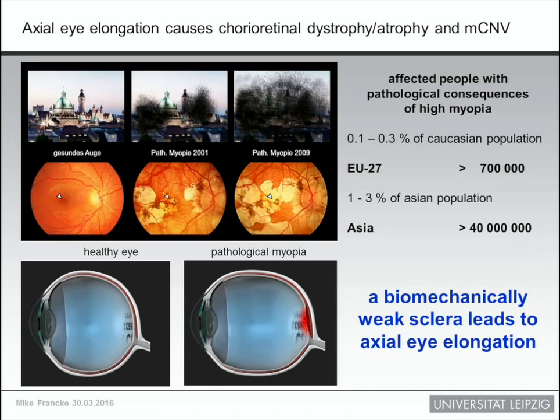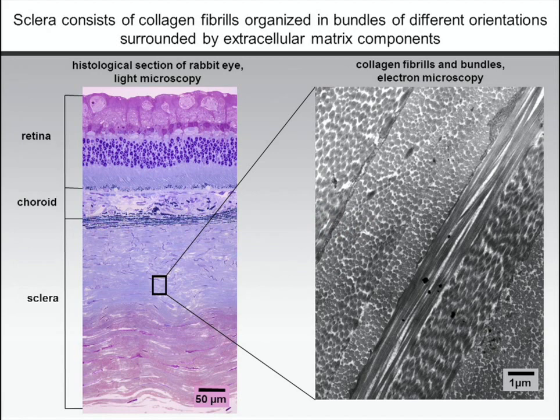And the cause of this axial eye elongation is a biomechanically weak sclera, and that makes the eye bigger, driven by the intraocular pressure. As a short reminder, this is the scleral tissue, the choroid, the retina, in a histological section of a rabbit eye, light microscopy. The sclera consists of collagen fibers organized in bundles with different orientations, and that is very similar to the cornea.